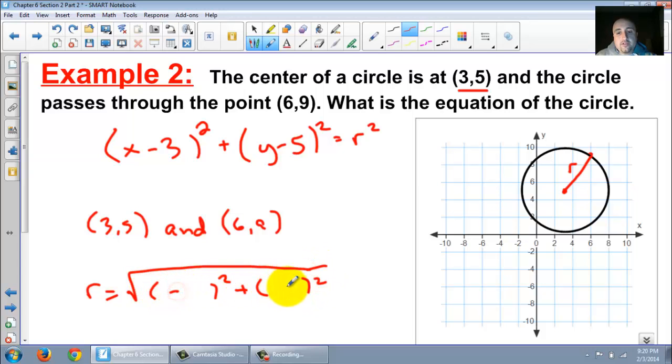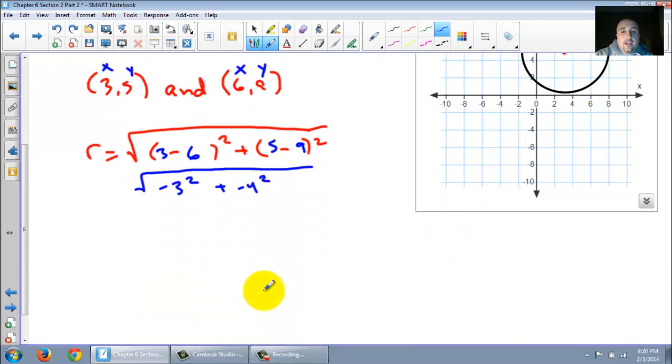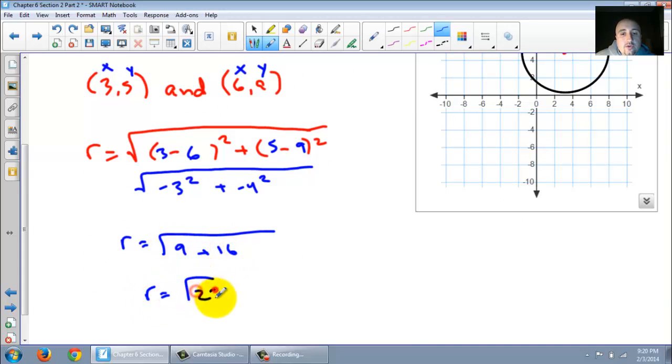And inside the parentheses, r minus. All right, so we're first going to subtract our x's. So our first x is 3, our second x is 6. So 3 minus 6. And then we're going to do our y's, 5 and 9. So 5 minus 9. So 3 minus 6 is negative 3 squared, plus 5 minus 9 is negative 4 squared. And this should give us our radius of 9 plus 16. So r equals the square root of 25, so r equals 5.